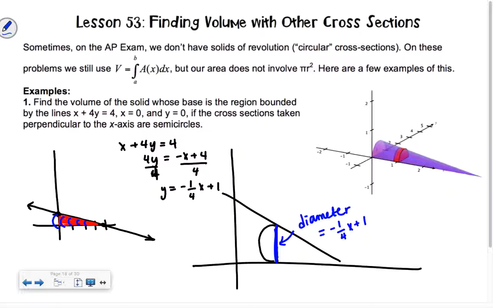So you just get 1/2 of the radius, right? Yep, exactly. So we want to find the radius of the semicircle. So our radius is going to be half of that. So I take my negative 1/4 x plus 1 and I divide by 2. Can you see it? So I get negative 1/8 x plus 1/2. That's going to be the radius.